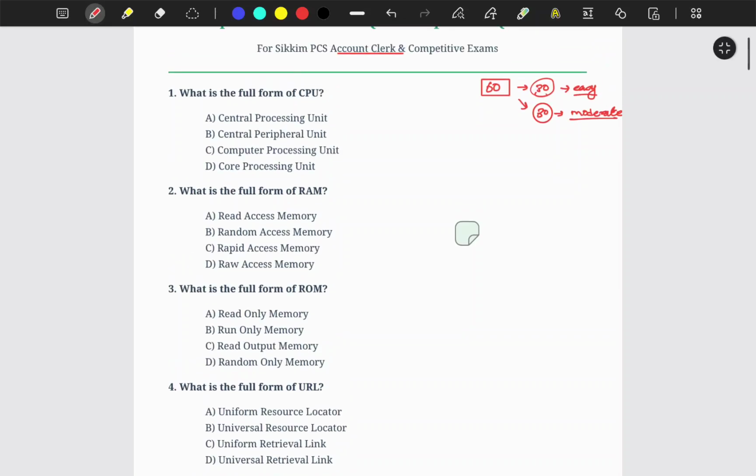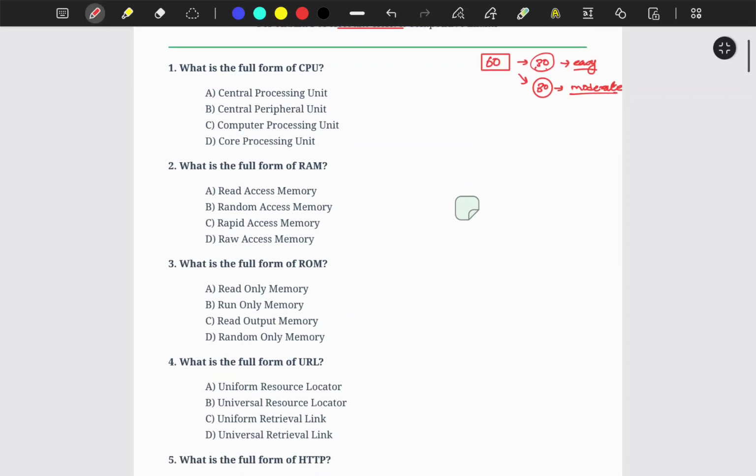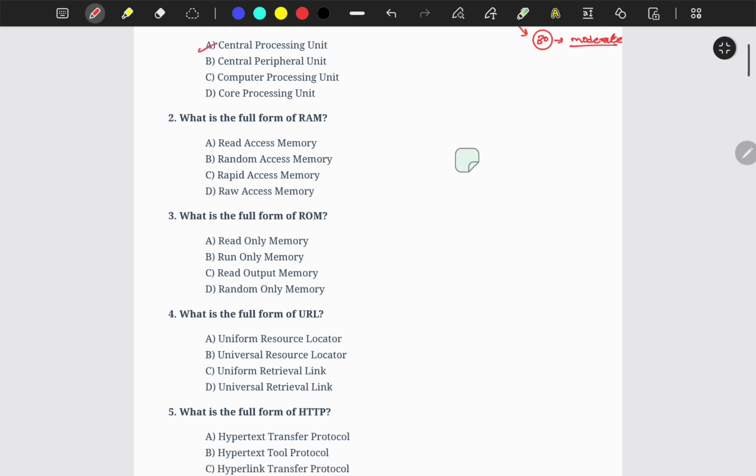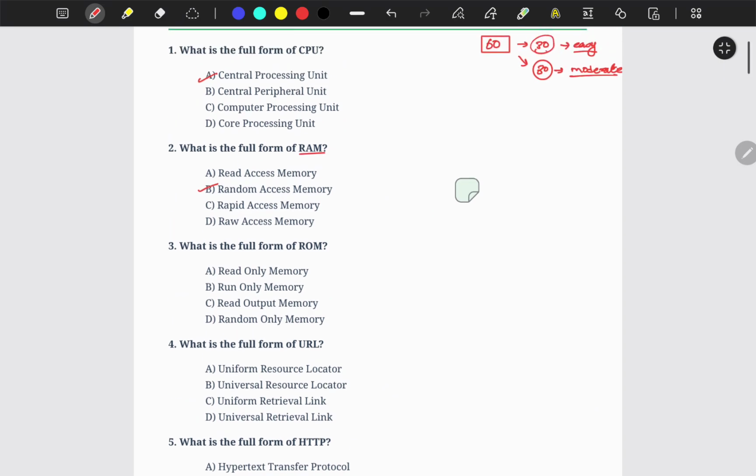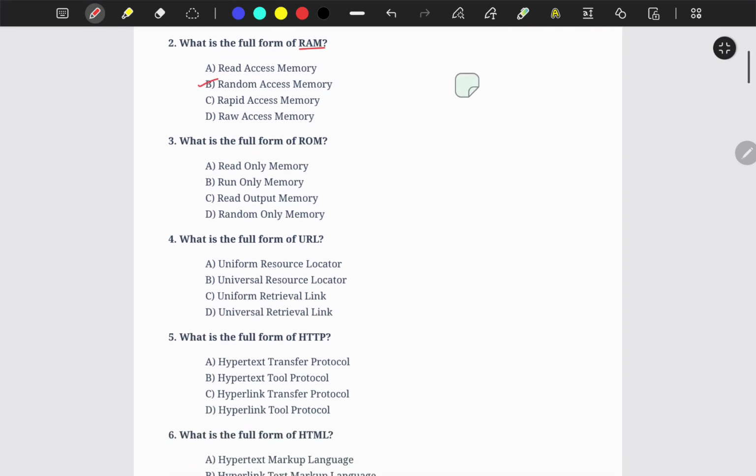What is the full form of CPU? It is a very easy question, right? The correct answer is central processing unit. Second question, what is the full form of RAM? The correct answer is random access memory, right? Random access memory. What is the full form of ROM?